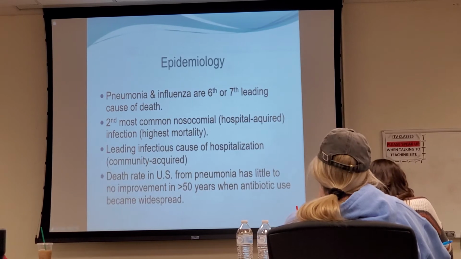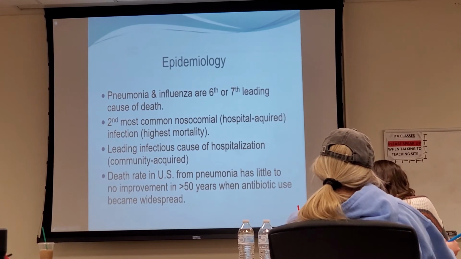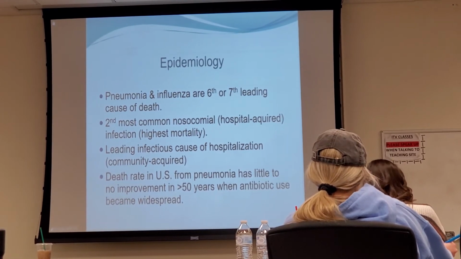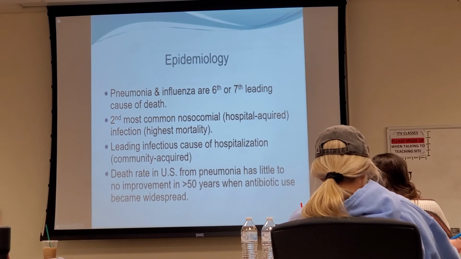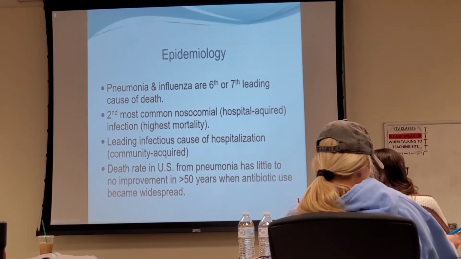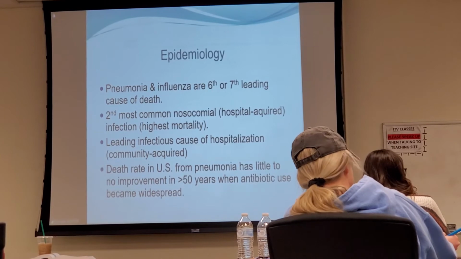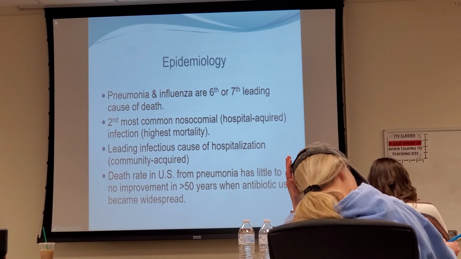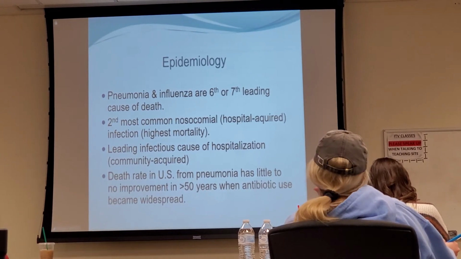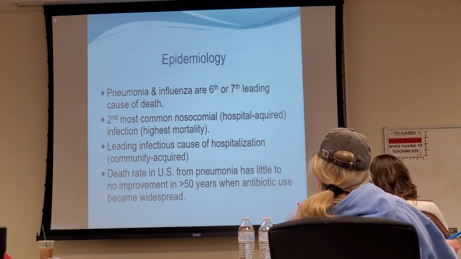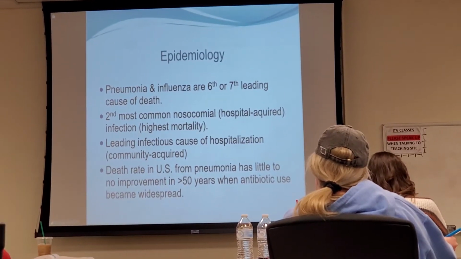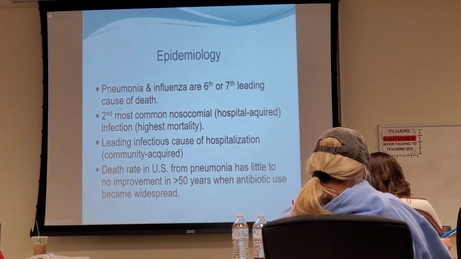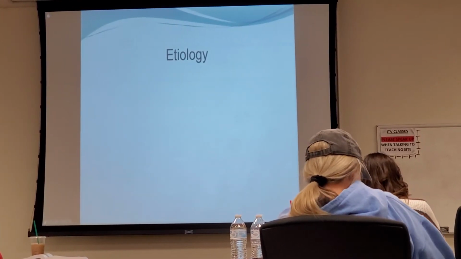Is pneumonia a big thing? Well, recent statistics say that pneumonia and influenza together are the 6th and 7th leading cause of death. They're the second most common hospital-acquired infection, but they have the highest mortality rate. They are the leading infectious reason that people are admitted to the hospital in the first place. And lastly, despite our use of antibiotics, the death rate from pneumonia in the United States has not improved in 50 years. People still die from pneumonia, especially the elderly and those who are immunocompromised. Is it important? I think so.